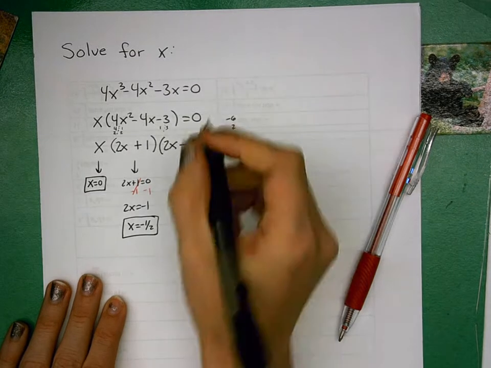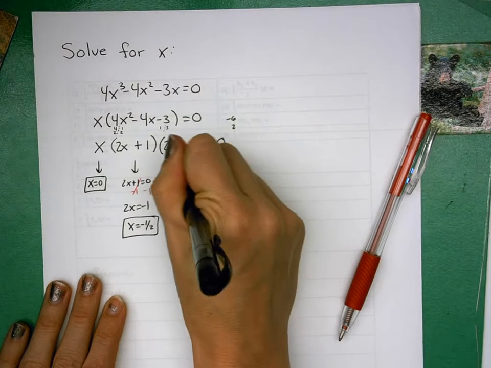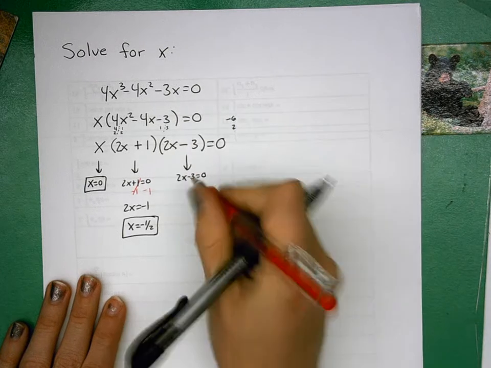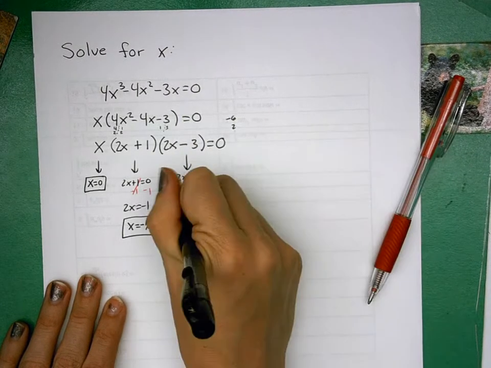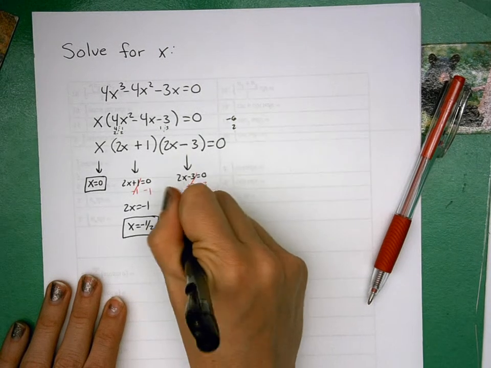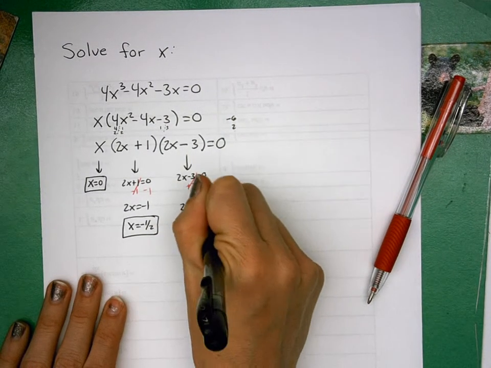Okay. And then here we have our 2x minus 3 equals 0. So adding the 3, we get 2x equals 3. Dividing the 2, we get x equals 3/2.